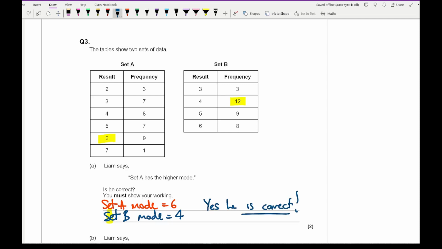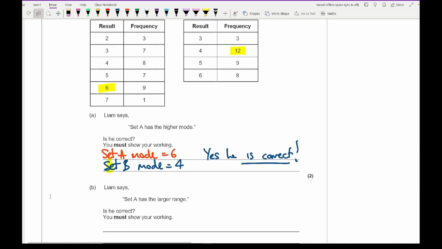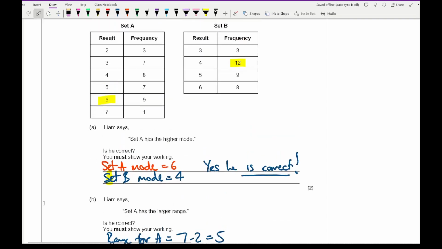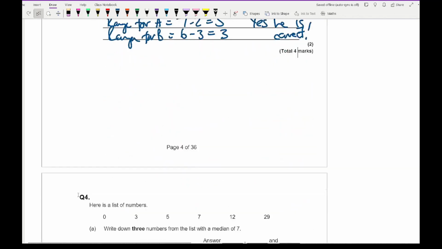It then says that Liam says set A has a larger range. Is he correct? Well, the range for set A is going to be 7 take away 2, which is 5. And the range for B is 6 take away 3, which is 3. So yes, he is correct. Again, clever boy. Right, moving on to question 4.